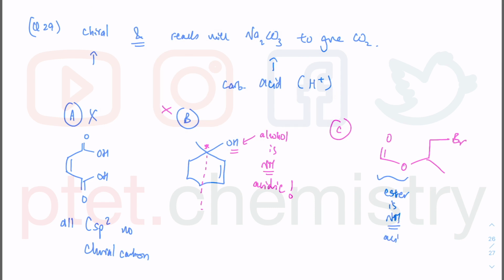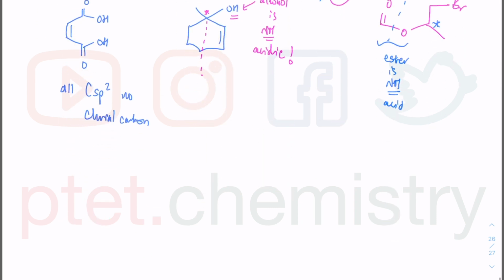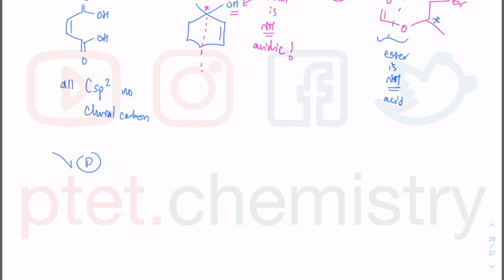In fact, an ester is formed from a carboxylic acid condensing with an alcohol. So even though you have a chiral center, you don't have an acidic carbon. Therefore, if A, B, and C cannot be the answer, then D must be the correct answer.